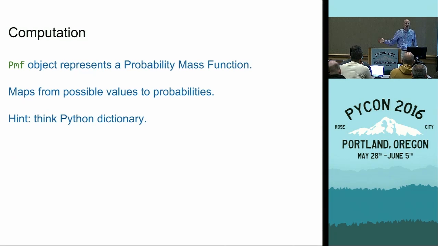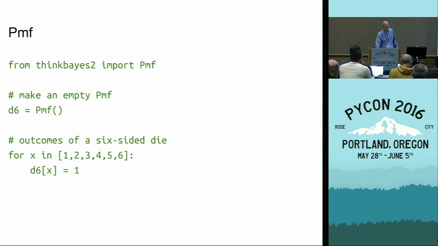Hint, it's a Python dictionary. My implementation of a PMF is just a wrapper around a Python dictionary where the values in the dictionary are the possible outcomes. Oh, sorry, this gets confusing because of the keys and values in a dictionary, but it's a mapping from possible outcomes to their probabilities.